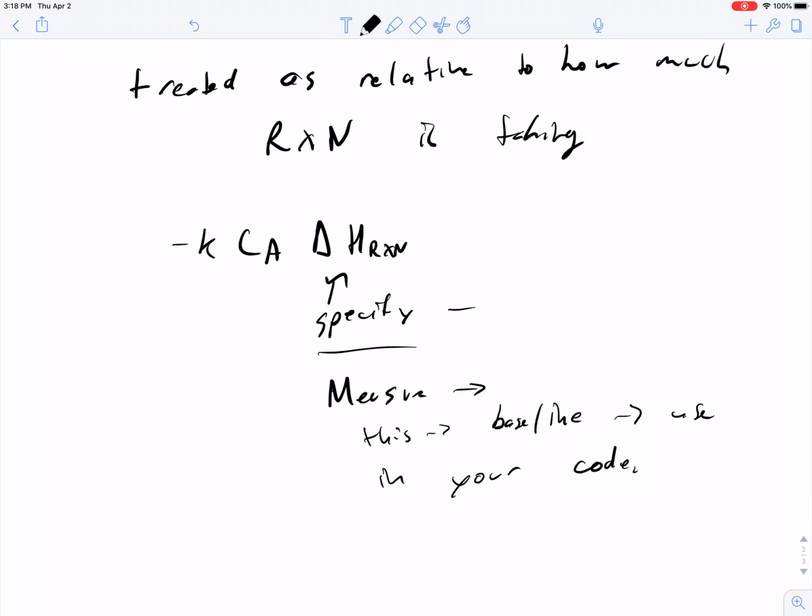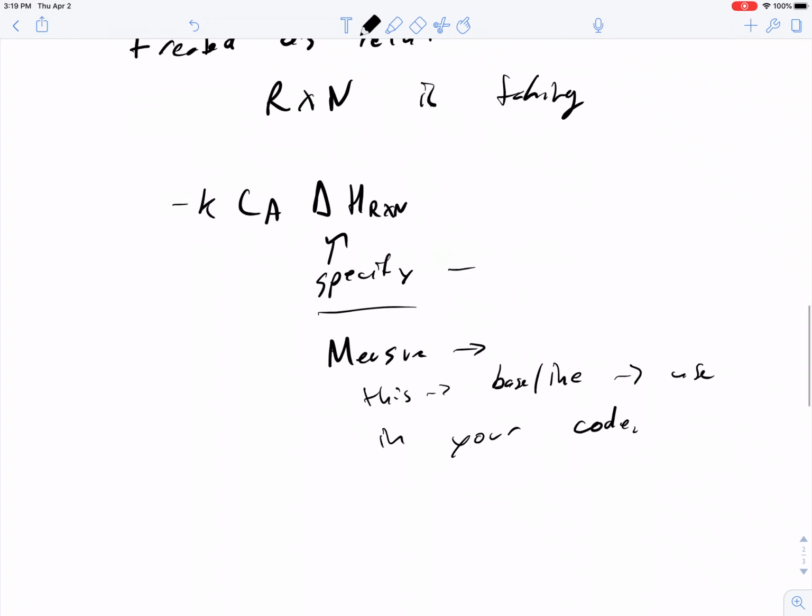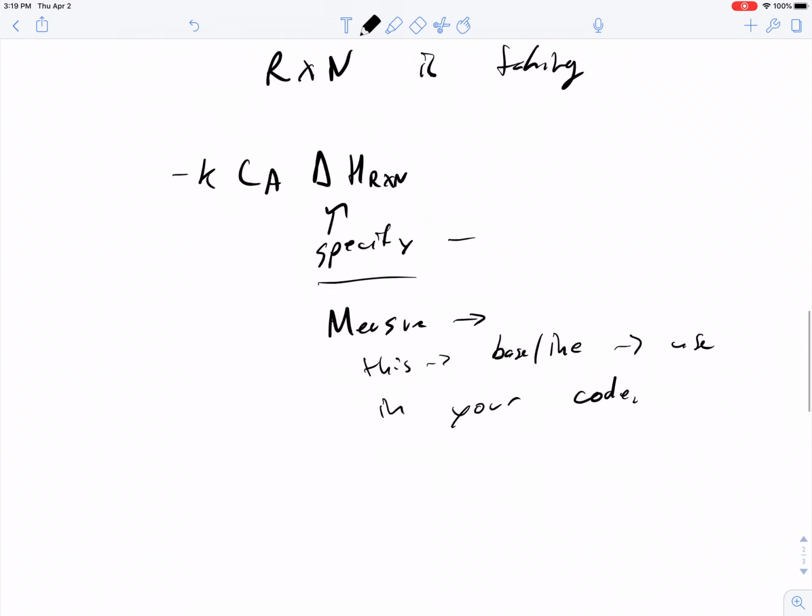In your initial reactor examples in this problem, you have delta H reaction equal to 0. But when it's not 0, like as we talked about before, it can feed back. Temperature increases, reaction rate increases, temperature increases, in a feedback loop.